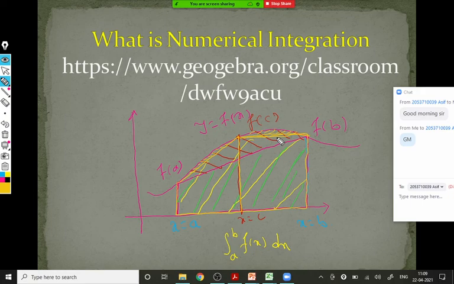Now, can anyone tell me first what is the formula for the area of a trapezium? Yes, Umar. One by two into the sum of the parallel sides, into the height, which is the perpendicular distance between the parallel sides.